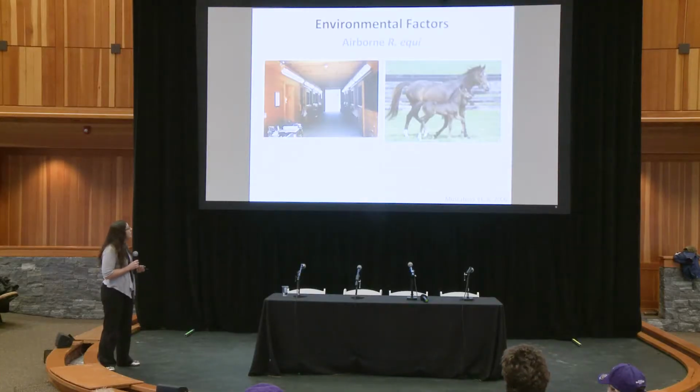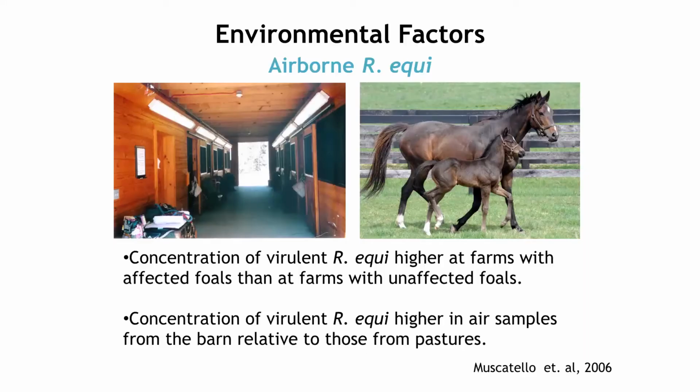On the other hand, airborne Rhodococcus is an issue. The concentration of the virulent form of Rhodococcus in the air is higher at farms with affected foals than at farms with unaffected foals. And the concentration is higher in the air samples if you're in the barn relative to air samples from pastures. That makes sense, right? You're not going to have as good ventilation in your barn as out at pasture, but that's a really important consideration.